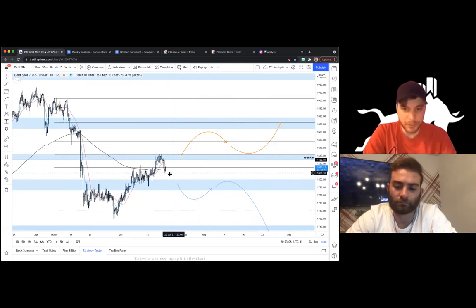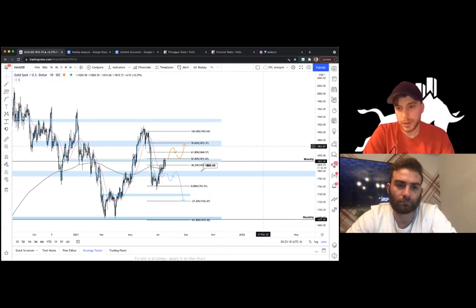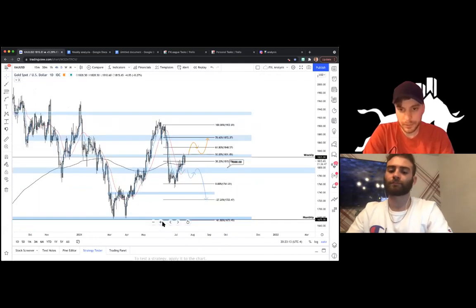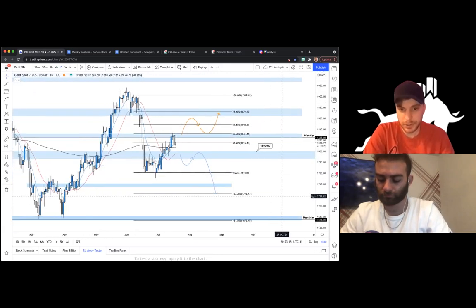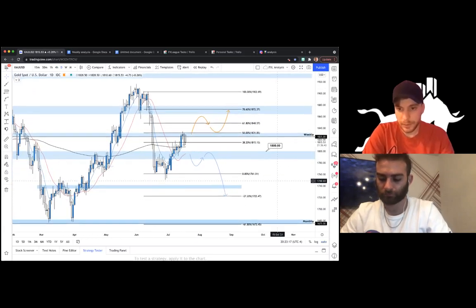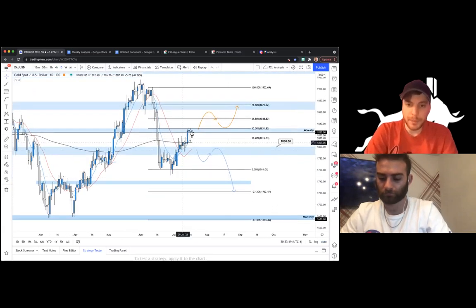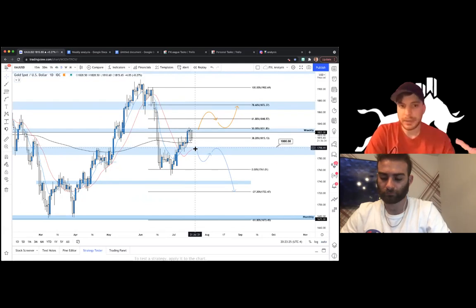But if it breaks below 1800, we want to see that lower high, and then we are back into shorts all day long, back into shorts. So let's do this real quick. There we go. I'm not really interested in what price action's doing in between the weekly and 1800. So let it do its thing. Wait to capitalize on either of these scenarios.